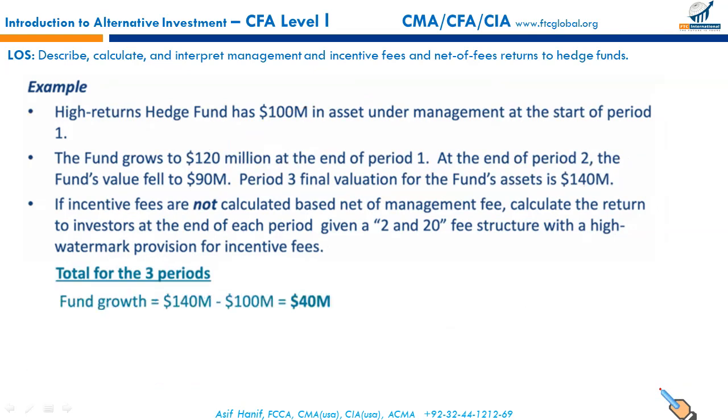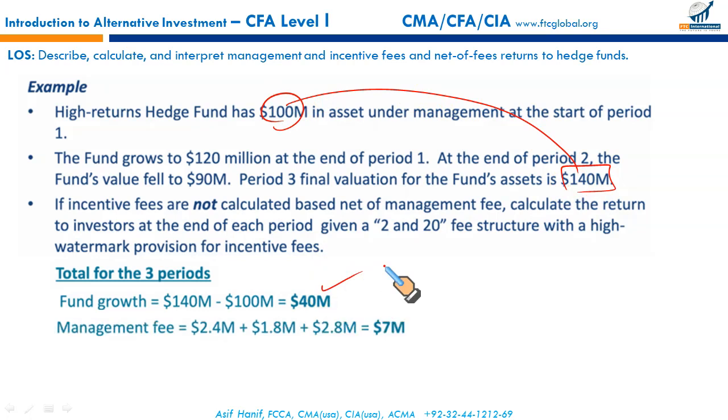The fund has grown from 100 at the start of year 1 to 140 at the end of year 3. So there has been an overall growth of 40 million. The management fee paid in all these years is 7 million. Incentive fee in all these years, 8 million.